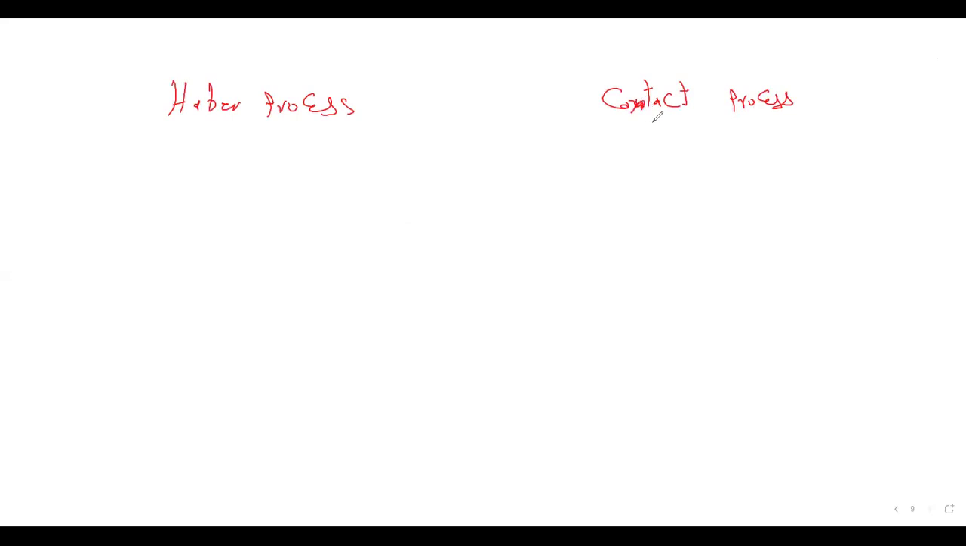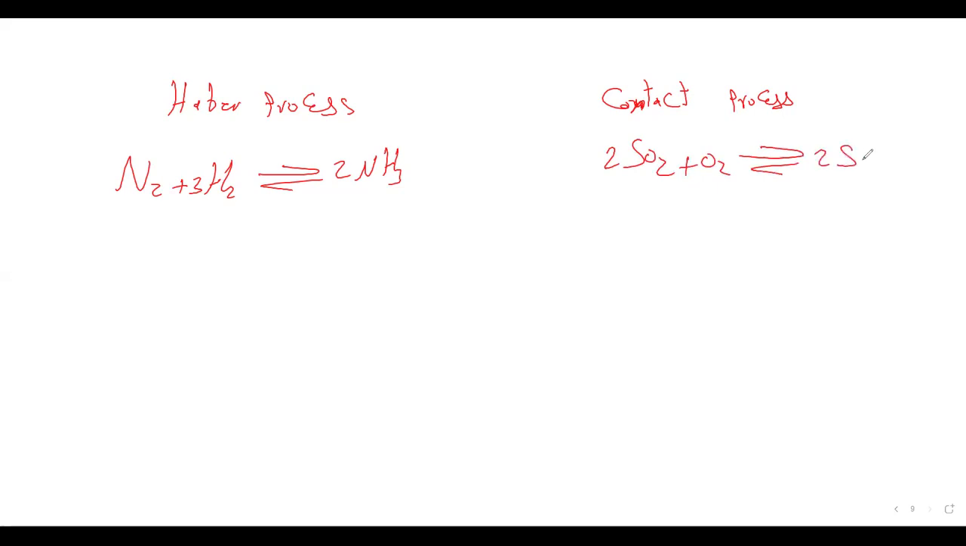In Haber-Bosch, preparation of ammonia, N2 plus 3H2 gives 2NH3. In contact process, we have 2SO2 plus O2 gives 2SO3. Both reactions are reversible reactions, and both reactions are exothermic.